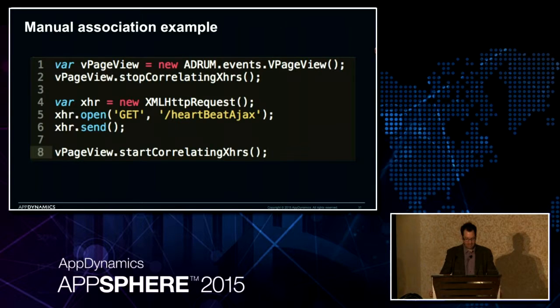Here's a manual example. So again, we're defining a virtual page view, and what we actually do when we create these view trackers is automatically call this start correlating XHRs function. But if you want to turn that off, you can simply call the stop version of that right away. And then in this case, we're following a keep alive Ajax, which we didn't want to include. And then when that's been called, we turn it back on. Because keep in mind, the way we are detecting Ajax is we've wrapped the function. So when we see it's called, that's when we know to associate it. So it doesn't matter if this keep alive came back after line 8. Once we've missed the initial call, that will be safely excluded.